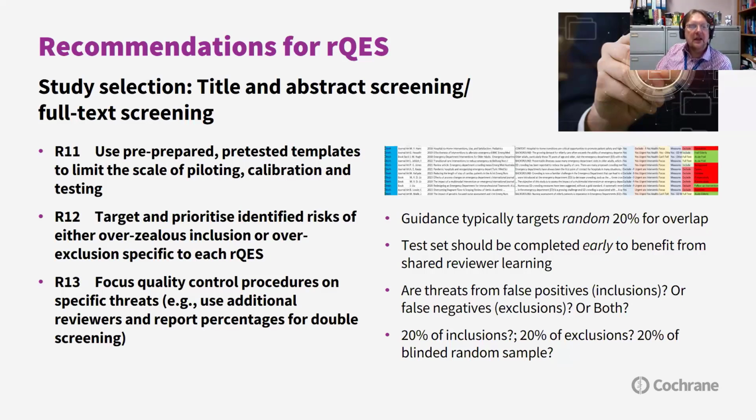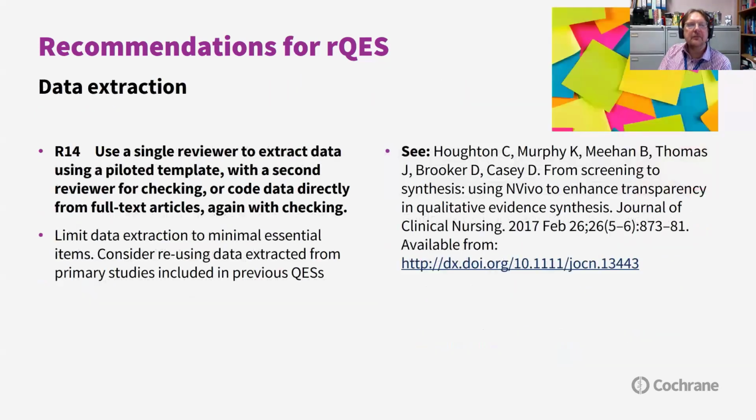Point 13 relates to how we might mobilize our resources within that. So in some cases, it will be about using additional reviewers. In some cases, it will be using a percentage of inclusions. We've used the same threshold of 20% that the Rapid Reviews group endorsed in their generic guidance.